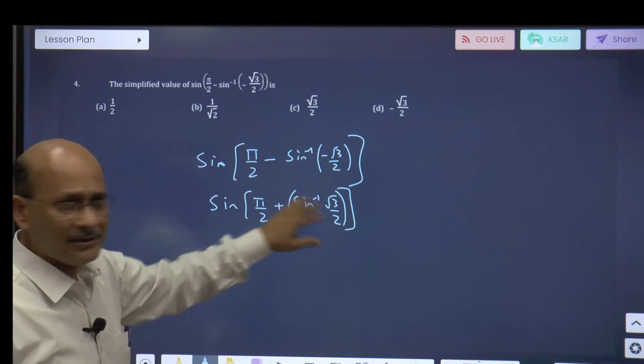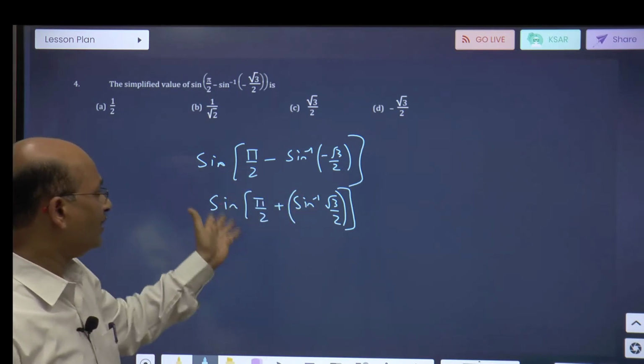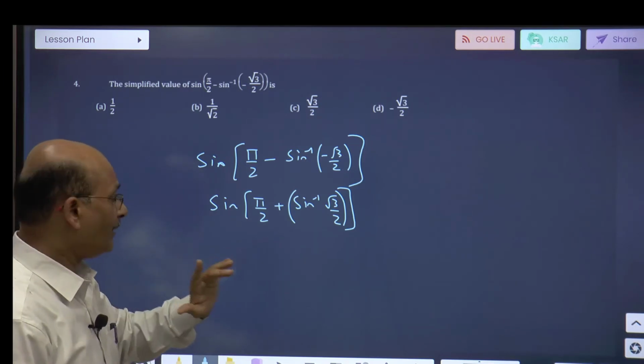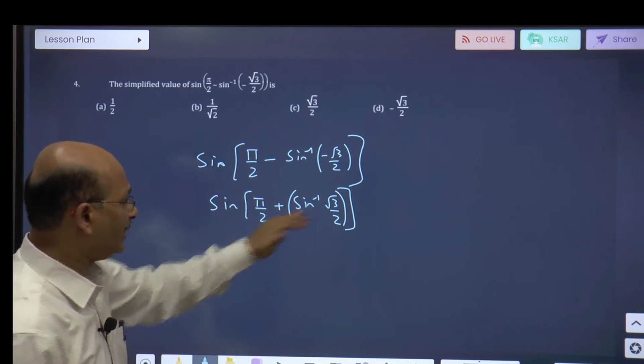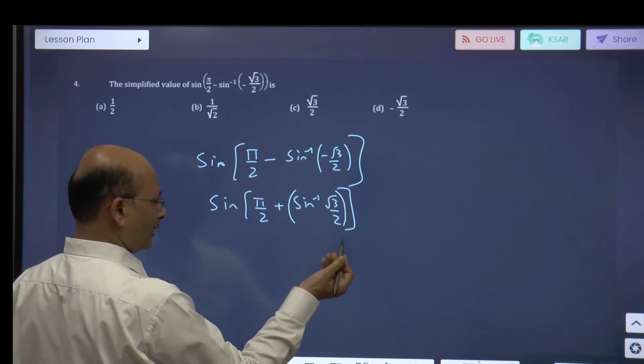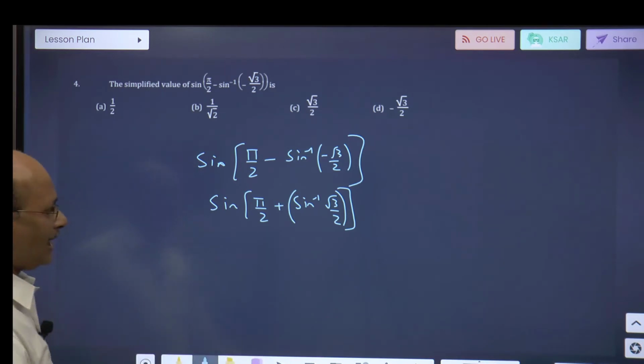Sine of 90 plus theta, now second quadrant. Sine 90 plus theta is what? Cos theta. Am I right? Sine 90 plus theta is cos theta. Okay, that way also you can do it.